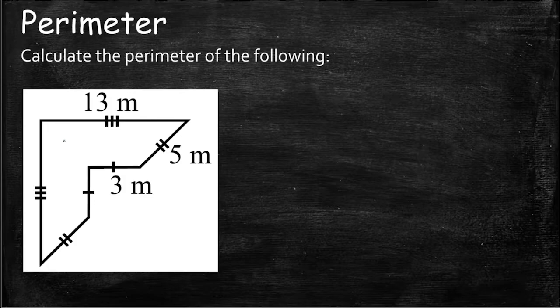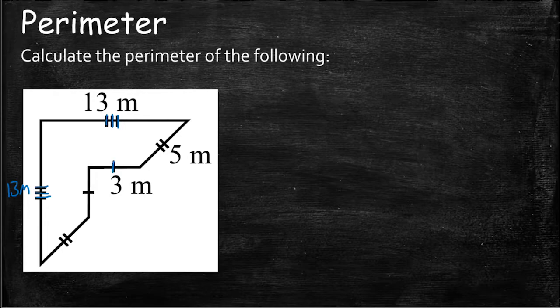Alright, so let's look at this shape here. I want you guys to think to yourselves from the previous question, if this line at the top has got 3 dashes, and that's 13 meters, what's the length of the line going down the left-hand side here? That's also 13 meters because the number of dashes indicate that they are the same length.